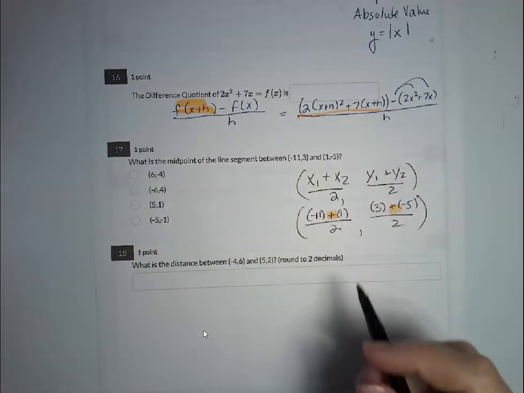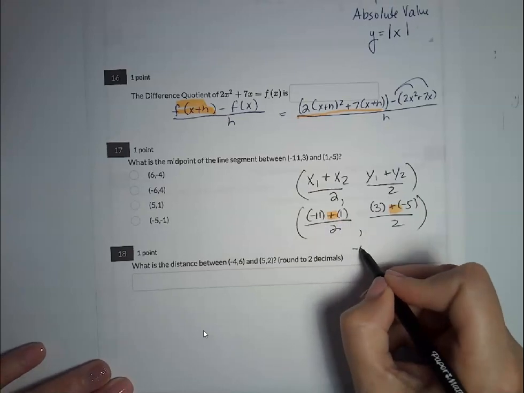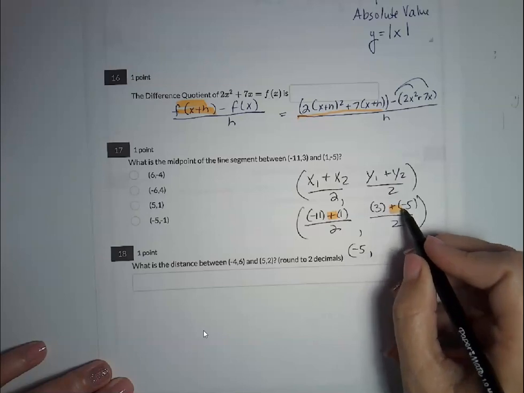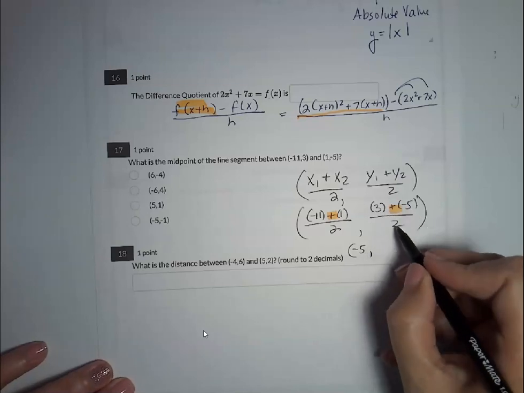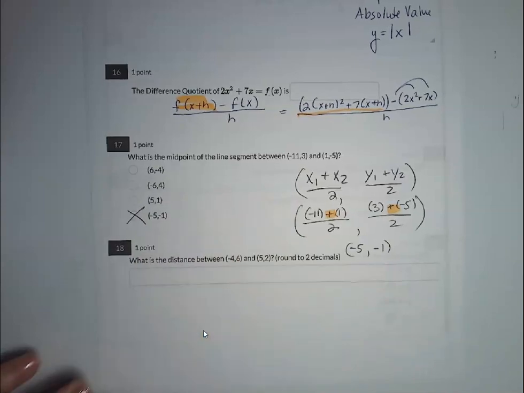Notice I'm adding for the midpoint formula. So negative 11 plus 1 is negative 10. Divided by 2 would be negative 5. And 3 plus negative 5 would give me negative 2. Divided by 2 is negative 1. So negative 5, negative 1.